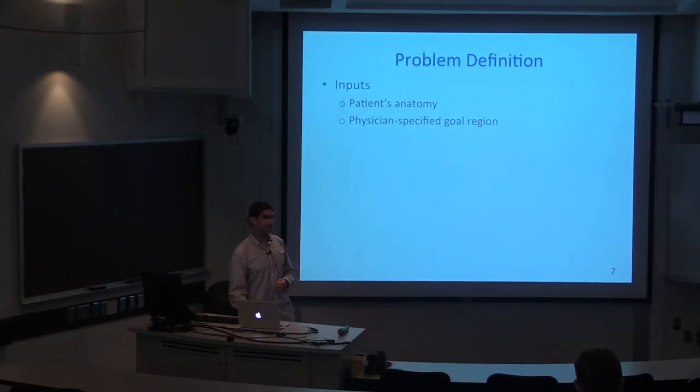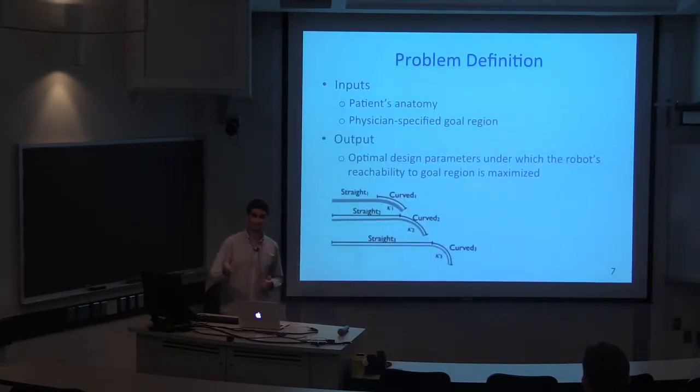And more formally, the inputs that we're given are the patient's anatomy, because the patient's anatomy matters, and the physician-specified goal region. The patient's anatomy can be obtained by a CT scan or MRI, and the physician-specified goal region could be represented as a set of cubes. And the output of our algorithm would not be the design, but the optimal design parameters under which the robot's reachability to the goal is maximized. So I just want to reiterate that the design parameters are the straight lengths, the curved lengths, and the curvatures of each of the robot's tubes.